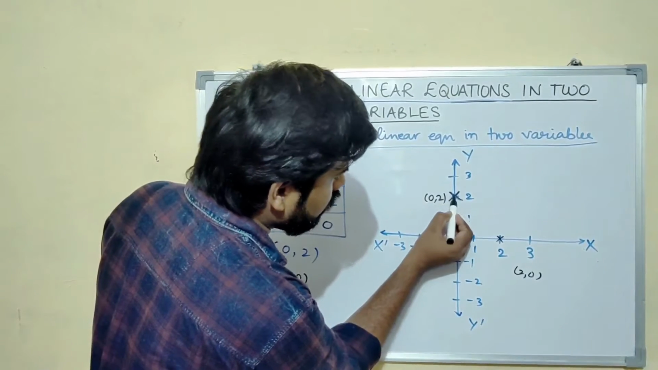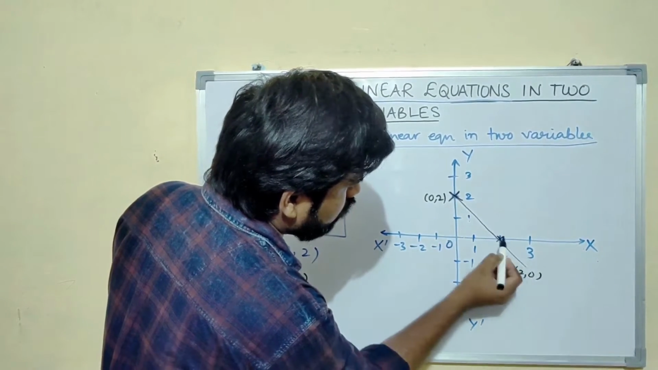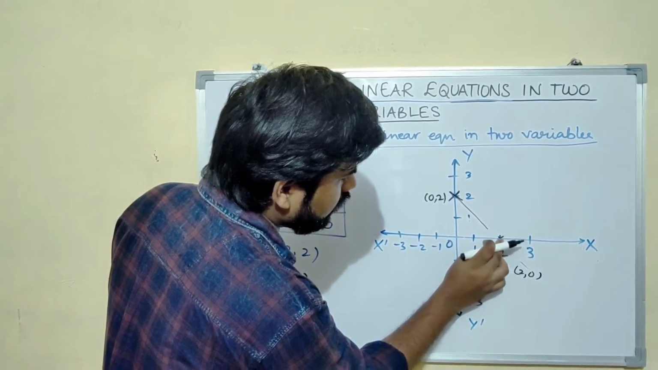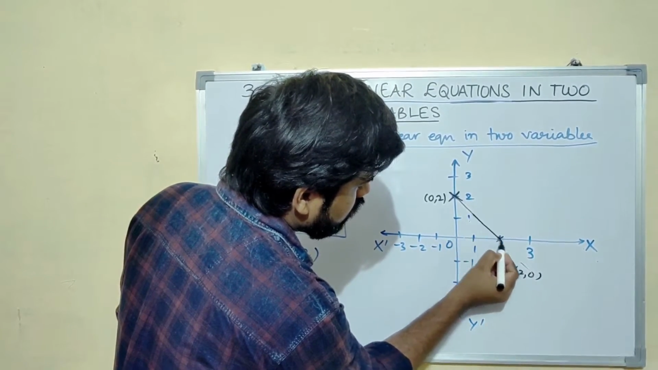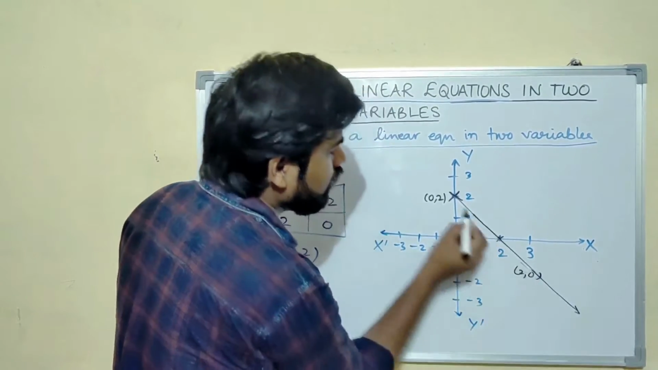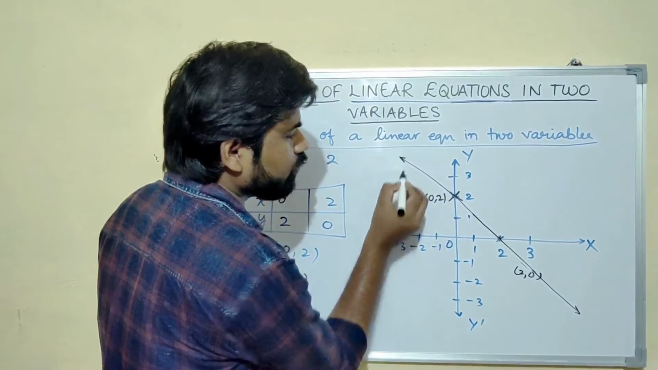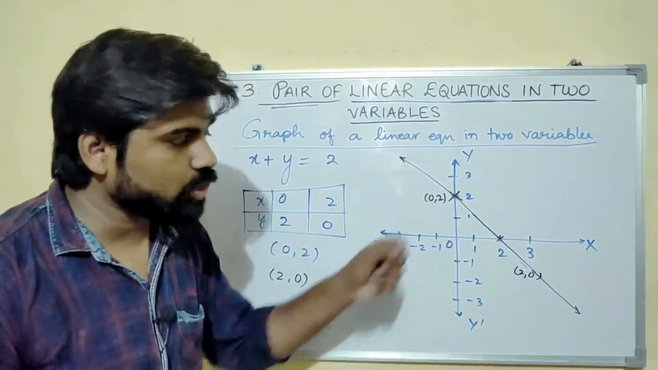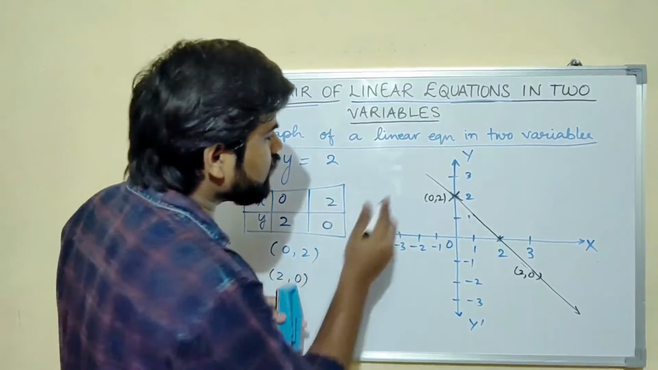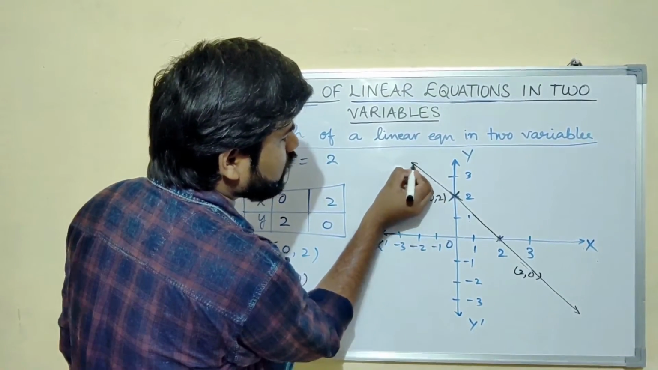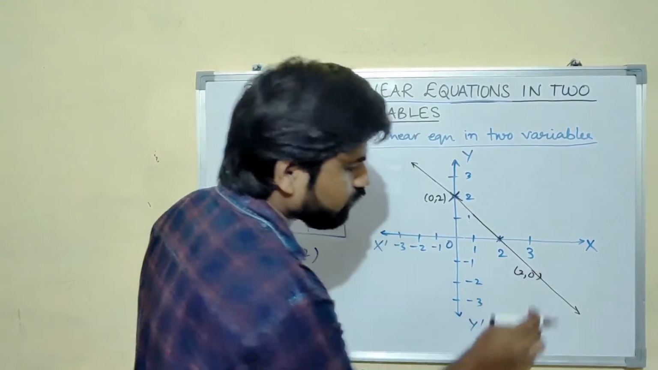You will get a, okay, consider it like this. So you got a what? A curve? No, it's a straight line. Okay, it's a straight line. That means the graph of a linear equation is a straight line.